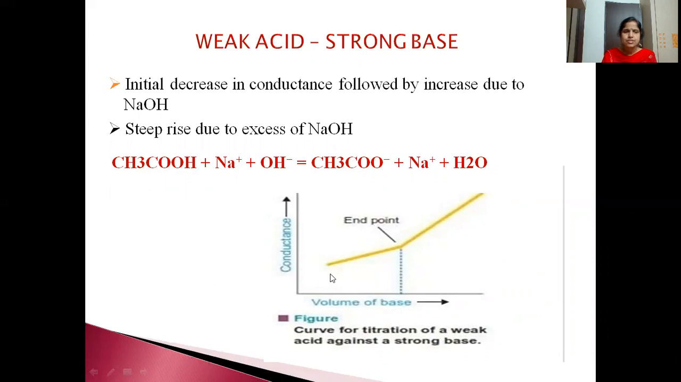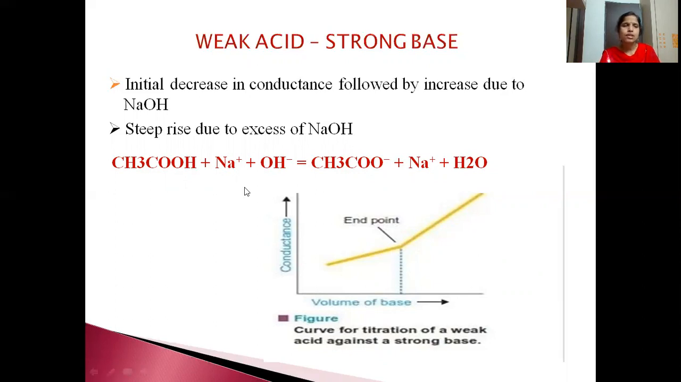First, what happens is, NaOH is taken in the burette and acetic acid is taken in the beaker. When we are adding sodium hydroxide, acetic acid reacts with the Na plus and gives rise to sodium acetate. That is the reason why a slow increase in the conductance is seen, because it's a weak acid.